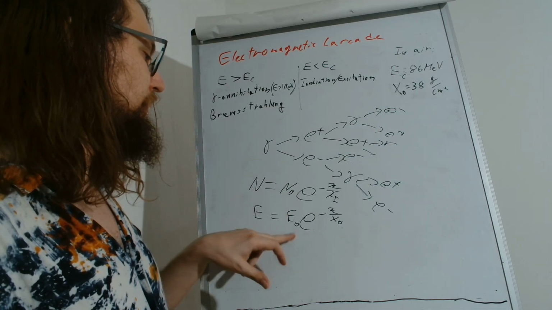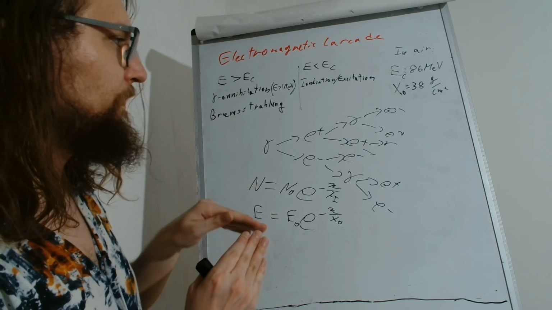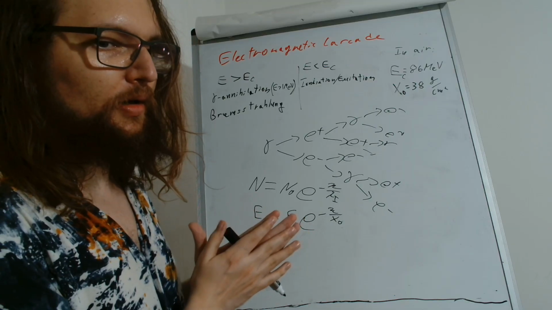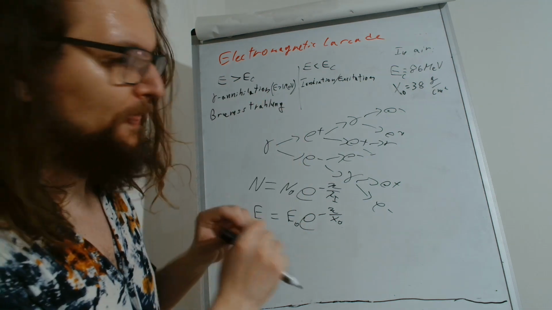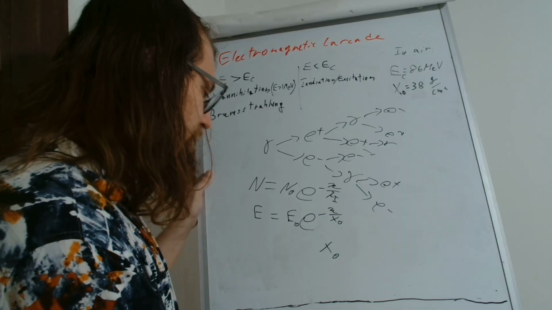So in the Bremsstrahlung case, the radiation length is the distance over which the electron loses a factor of e of its energy.